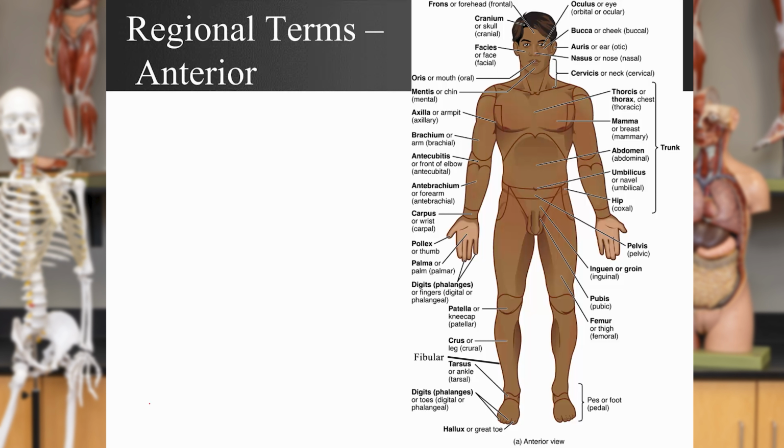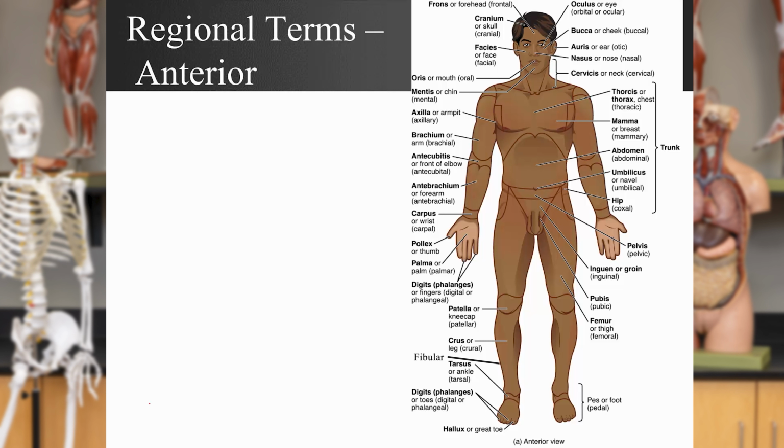For example, the axilla will come up later in AMP2 with blood vessels, because the axillary artery and axillary vein are found in the axillary region. You then have the brachium, which is the upper arm. So brachium or brachial is the upper arm. Antecubitus, that's the front of the elbow, or the anterior part of the elbow. The antecubitus or antecubital. You then have the antebrachium. That's your forearm.